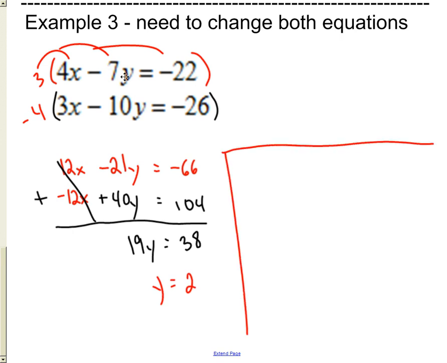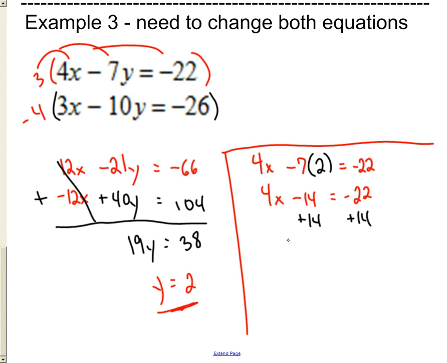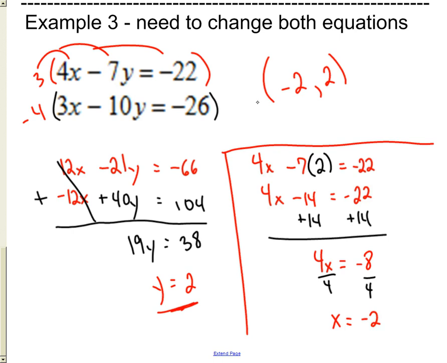And now we just plug it into one of our original equations. 4x minus 7y. Well, the y is a 2. We know that because of right here, right? Equals negative 22. Let's go solve. 4x minus 14 equals negative 22. Plus 14, plus 14. 4x equals negative 8. Divide by 4, divide by 4, and we see that x is equal to negative 2. So here we go, negative 2, 2. That's our solution, and that'll work.